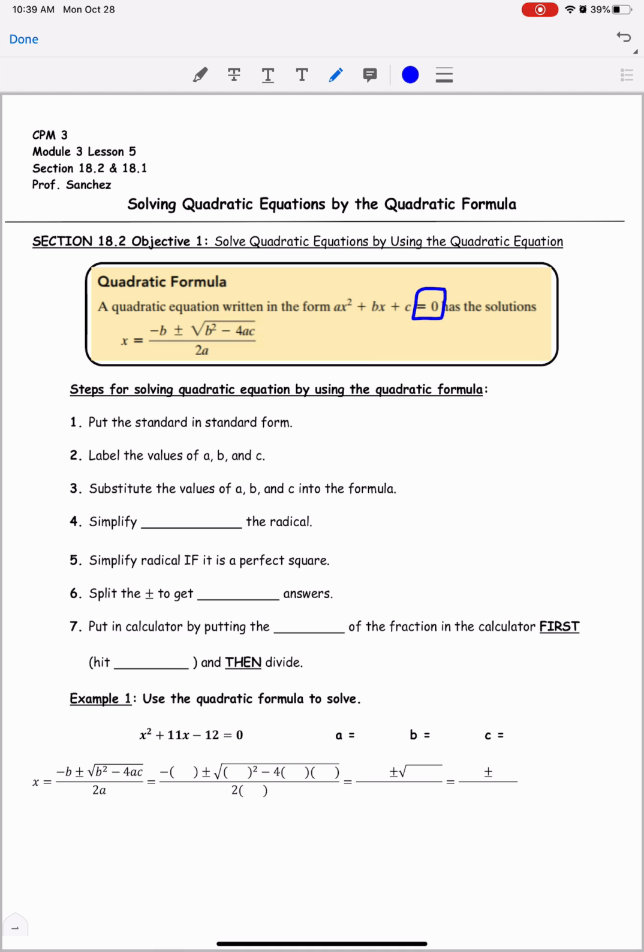You want all of the junk on one side of your equation, and it needs to equal 0 on the other side. Now, of course, it can be 0 equals ax squared plus bx plus c. It just has to equal 0 on one side or the other. Just like factoring, it needs to be in standard form. So when I look at example 1, x squared plus 11x minus 12 equals 0, is this in standard form? Yes, it is. So step 1 has already been done for us.